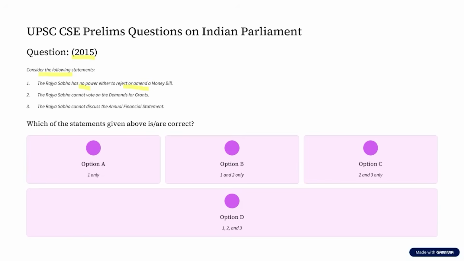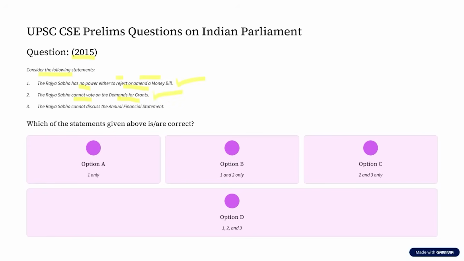Now, what are they saying? Rejecting or amending the money bill. In this matter, is this statement correct? Yes, this statement is correct. Now, the next statement: the Rajya Sabha cannot vote on the demand for grants. This also we discussed, saying that Rajya Sabha can take part in the discussion of the budget, but can they vote in the discussion of the budget? The answer is no. The Rajya Sabha cannot vote on the budget. So Rajya Sabha cannot vote on the demand for grants.